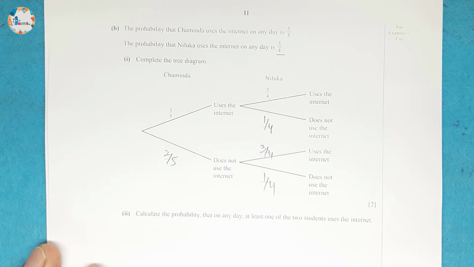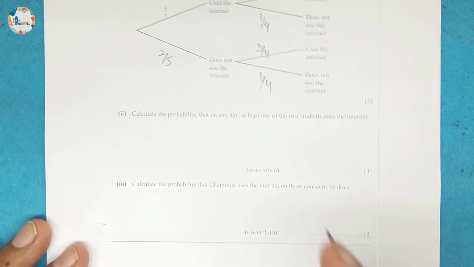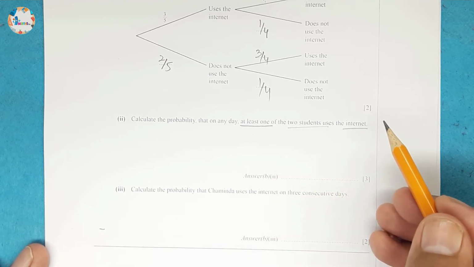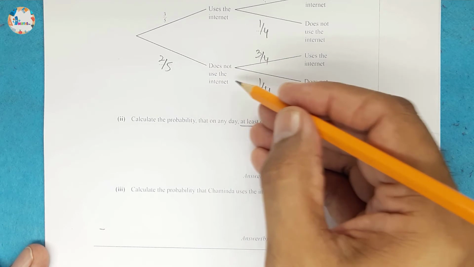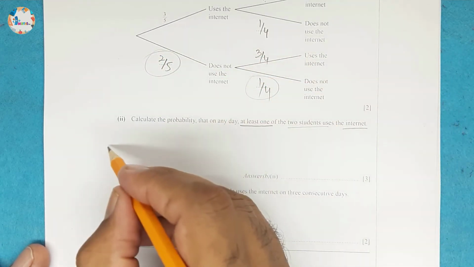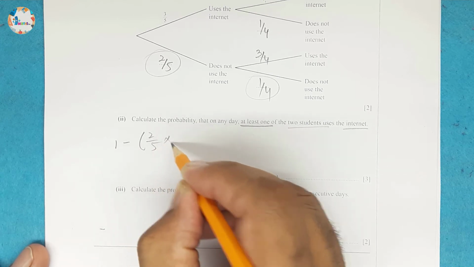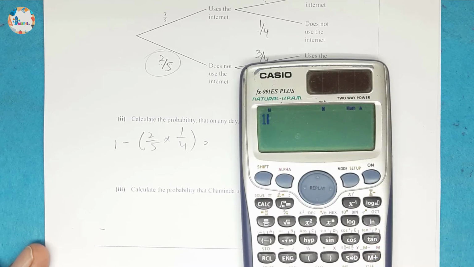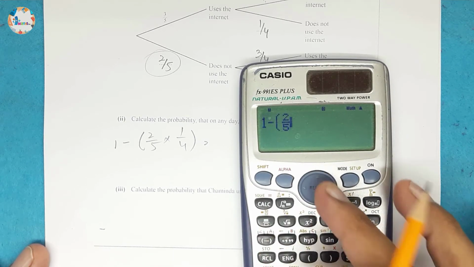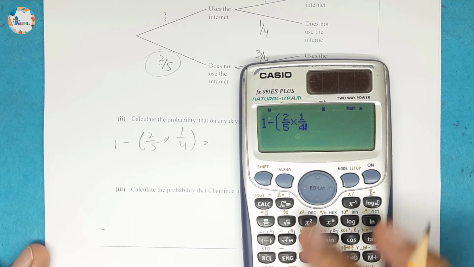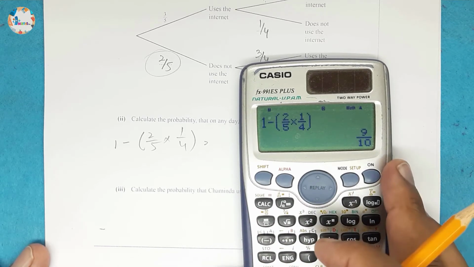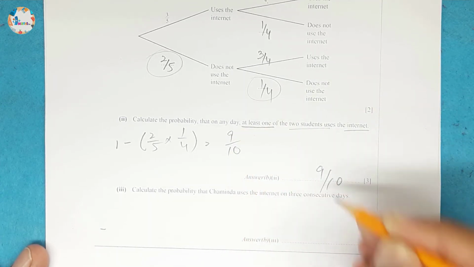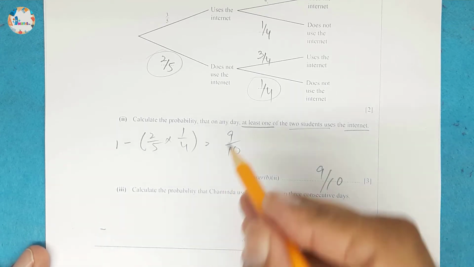Calculate the probability that on any day at least one of the two students uses the internet. So what we can do is take the not-use probability and subtract it from 1. So 1 minus 2 by 5 into 1 by 4, which is equal to 1 minus 2 over 5 multiplied by 1 over 4, and this will be equal to 9 by 10. We can write 9 by 10, so 9 over 10 will be our answer, or the unsimplified probability.